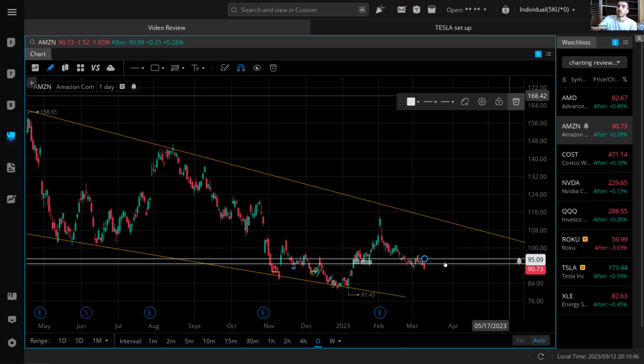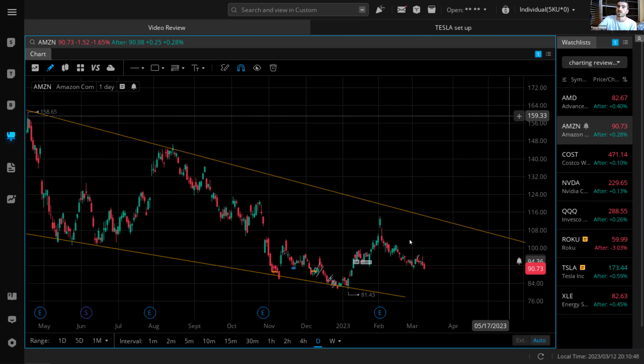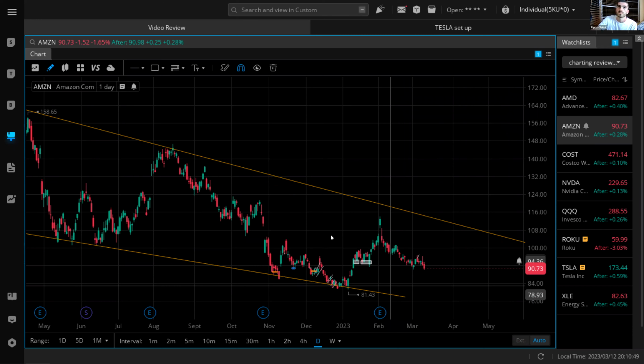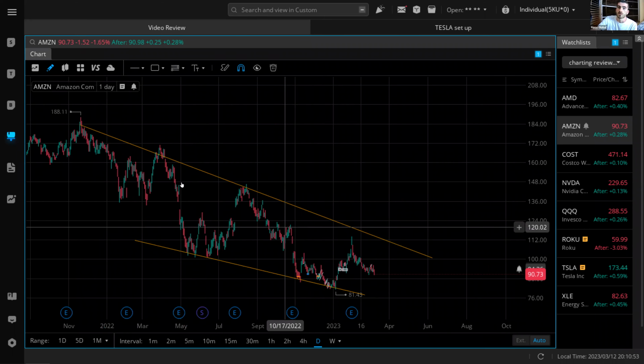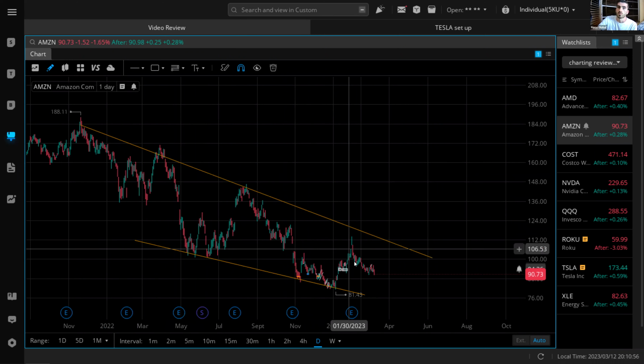I think it's better for me to walk through what I see and not just talk about stuff that's already on the charts. So just like last week when I talked about Amazon, on the daily we're still in this falling wedge basically.